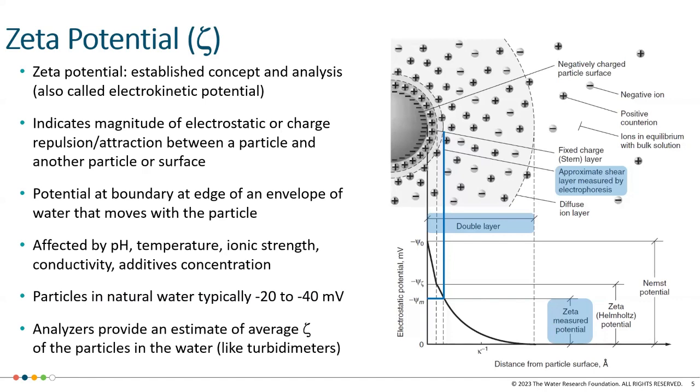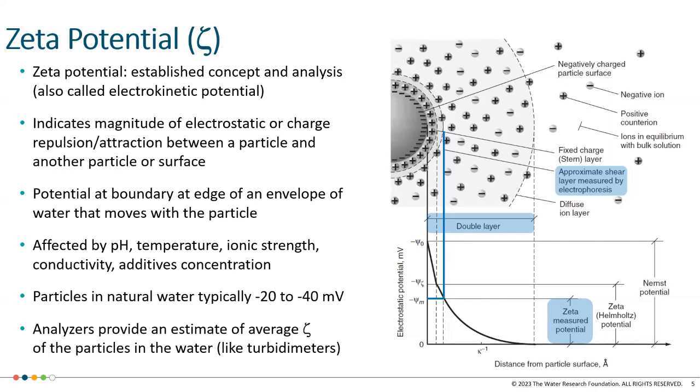And one more point to think about when we think about zeta potential: it's one thing to think about the zeta potential of a particle, but if we're thinking about particles in water, there are thousands of particles in water. And so, like turbidimeters, zeta potential analyzers provide an estimate of the average zeta potential of the particles in water. And of course, that'll be within an acceptable tolerance that's set on the instrument.